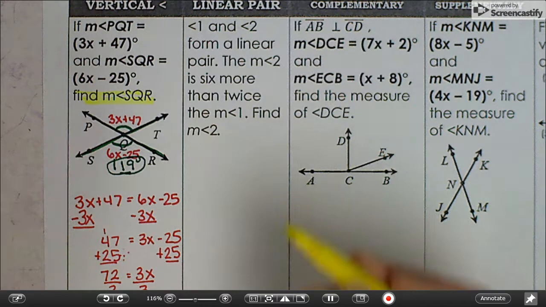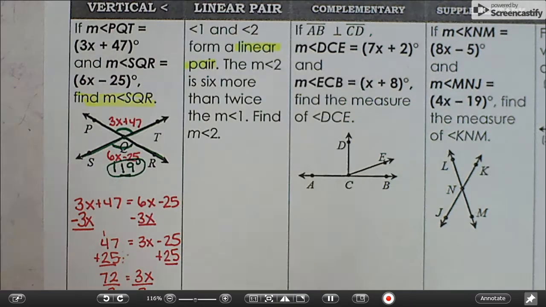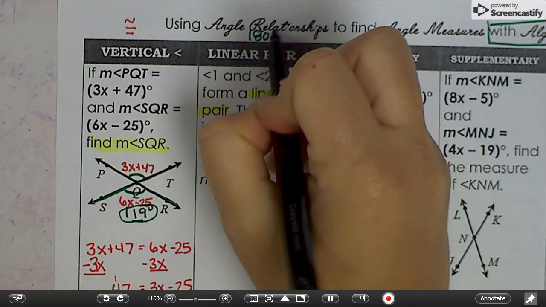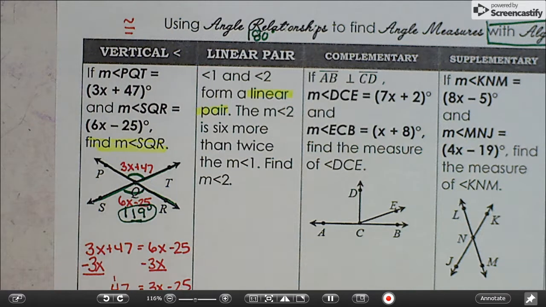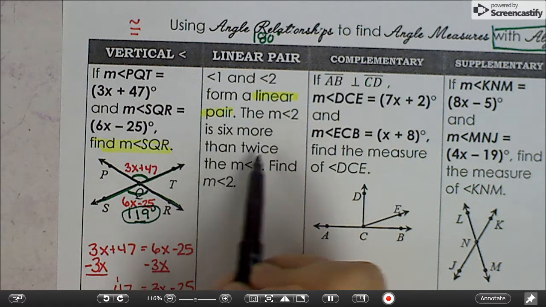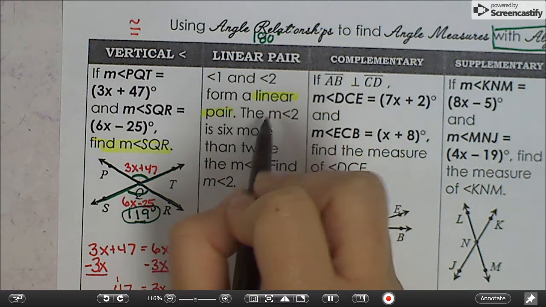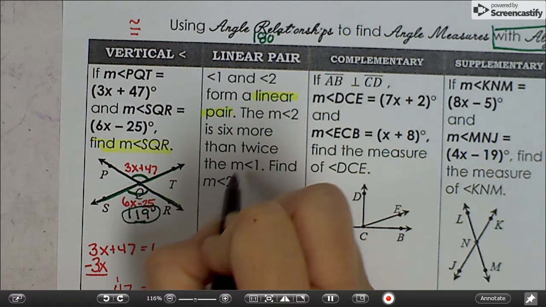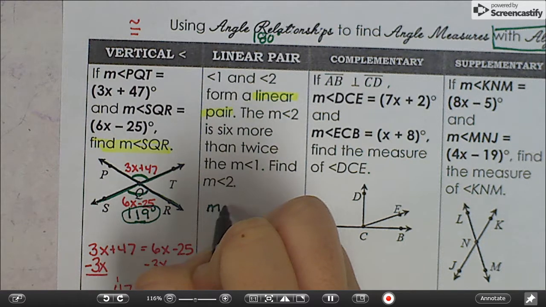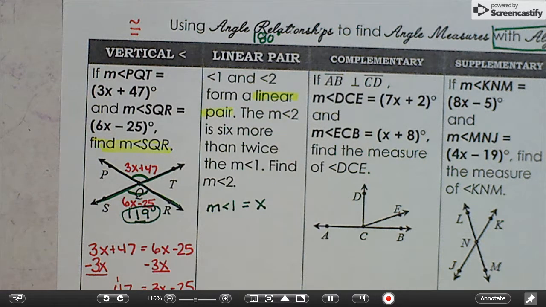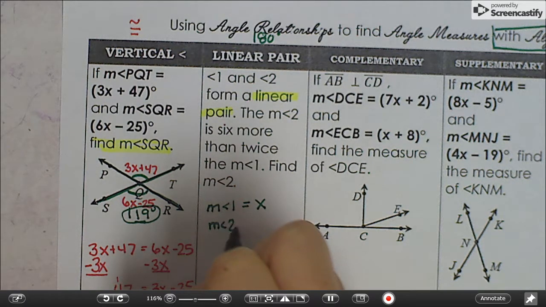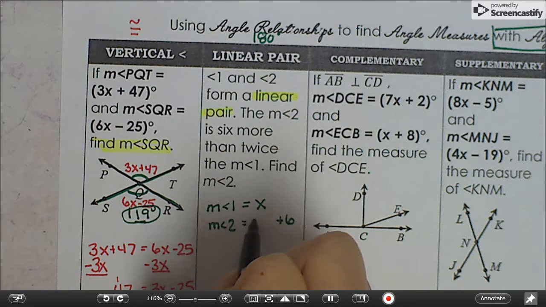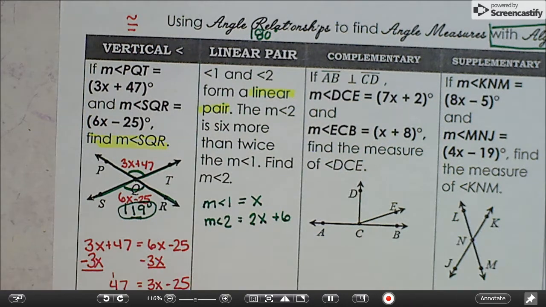The next one, angle 1 and angle 2 form a linear pair. Linear pairs, as we know, add up to 180 degrees. So you could draw a picture of this, but let's look at it more carefully because this one involves translating. It says the measure of angle 2 is 6 more than twice the measure of angle 1. Well, we don't know what angle 1 is, so the measure of angle 1, we can call that x. The measure of angle 2 is 6 more than, so we're going to add 6, 2 times, twice, angle 1, which would be x. So now we have our expressions.